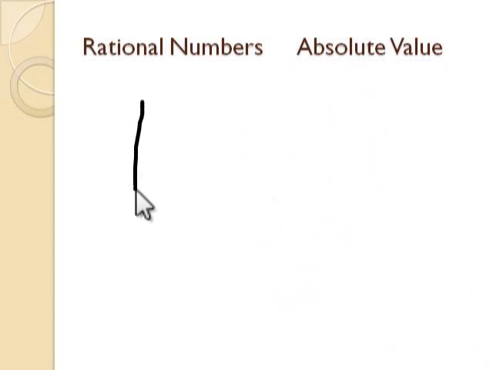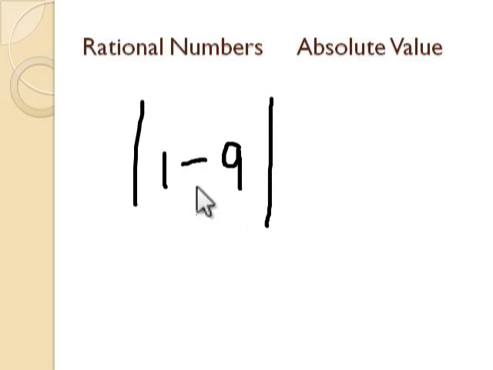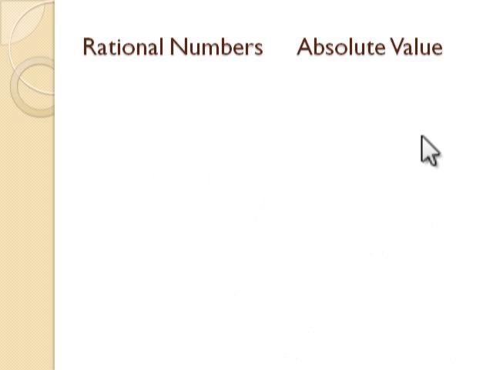If I had the absolute value of 11 minus 9, let's get rid of that example. That's a bad example. It doesn't matter.